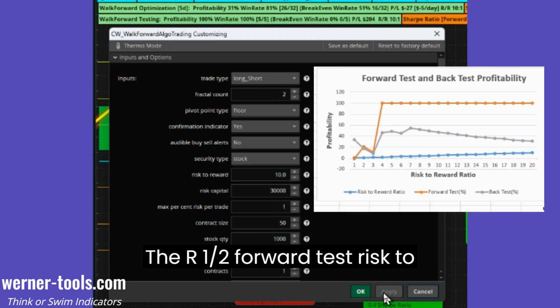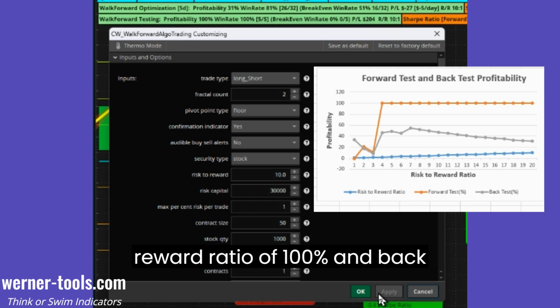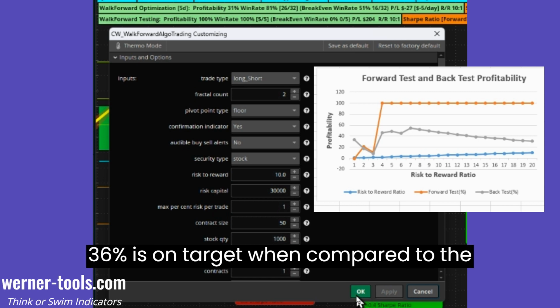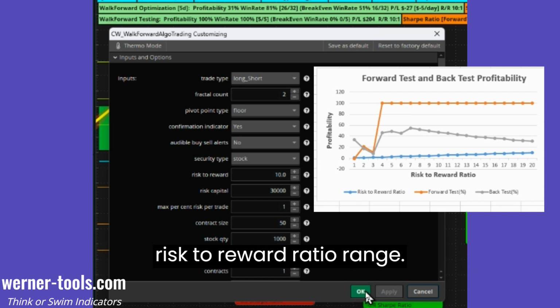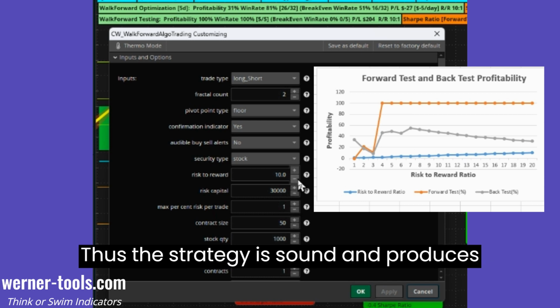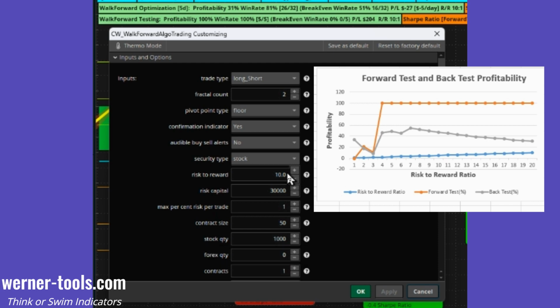The R1/S2 forward test risk-to-reward ratio of 100% and back test risk-to-reward ratio of 36% is on target when compared to the risk-to-reward ratio range. Thus the strategy is sound and produces reliable results.